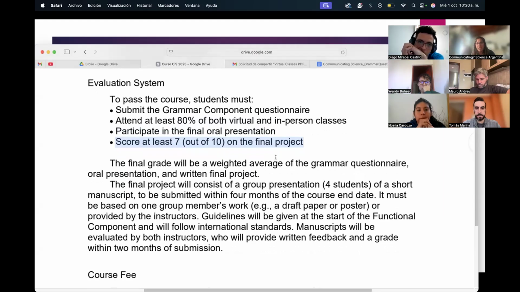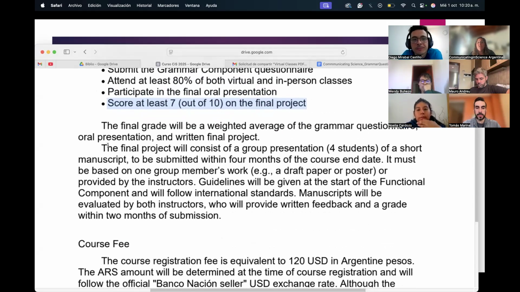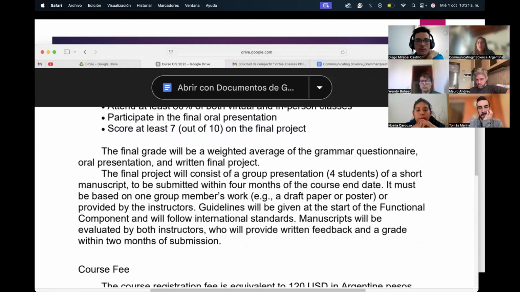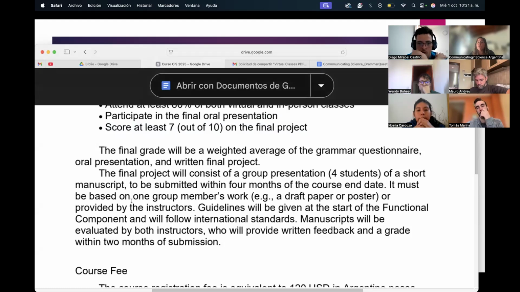Don't worry, we are nice people. It's not that we are going to be really tough grading the project. So the final project will consist of a group presentation for students of a short manuscript to be submitted within 4 months of the course end date. We should make it a little bit shorter. It must be based on one group member's work.